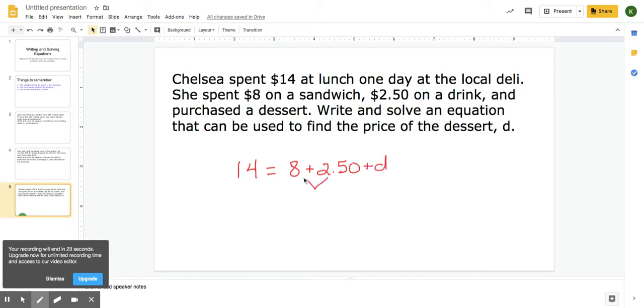We have two constants here that we can add together for $10.50 plus the price of the dessert, and that still totals 14. If we subtract 10.50 and subtract 10.50, we get $3.50 equals D.